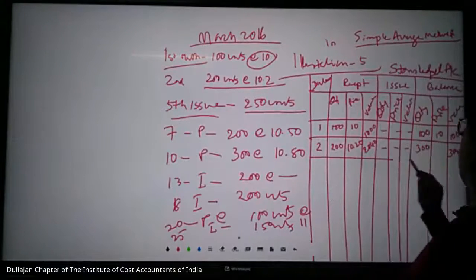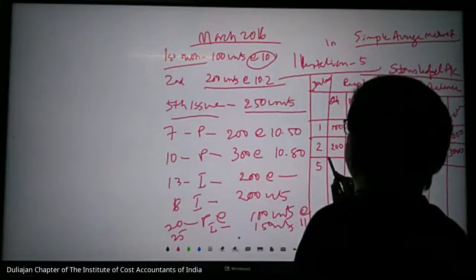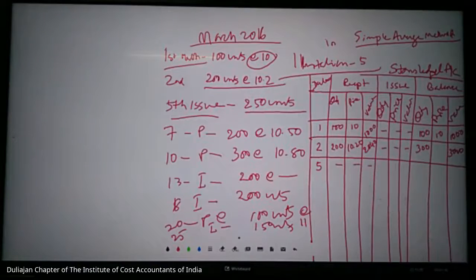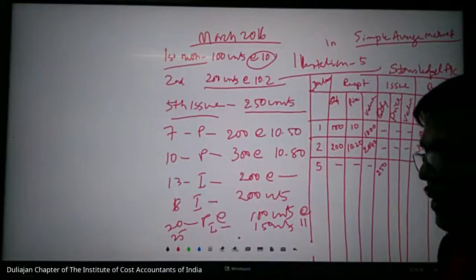So this transaction is done. Now on 5th there is no receipt, there is an issue of 250 units. In the simple average method, somebody tell me at what price it will be issued. Somebody can tell me? So 10.10. 10.10.